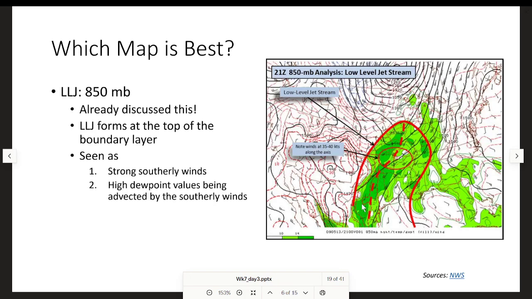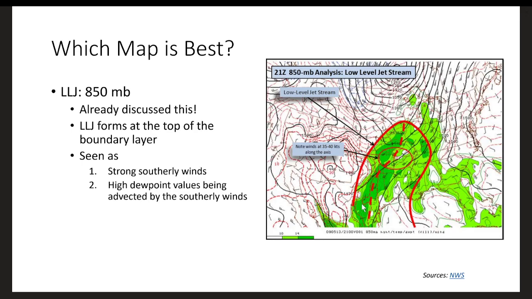The low-level jet, we talked about this earlier. It's that nocturnal feature that pulls air from the Gulf towards the north, towards Oklahoma at night. It's at night, so it's this strong jet that points north, and it pulls the moist air into our region. Lucky us.